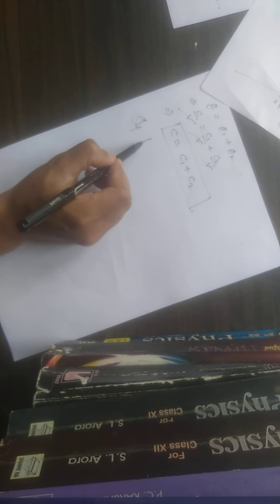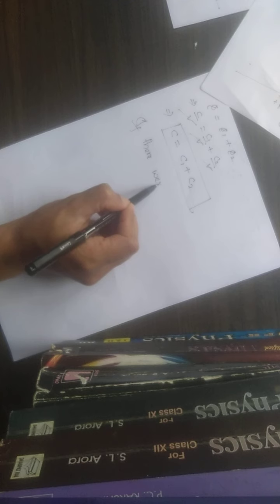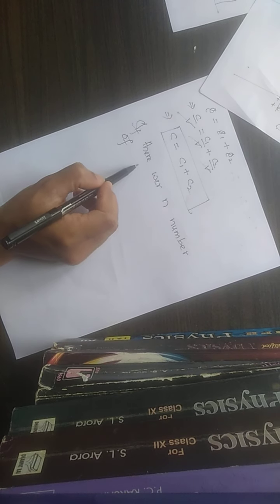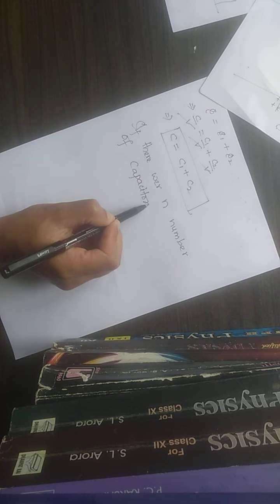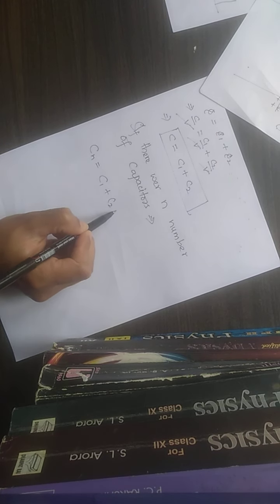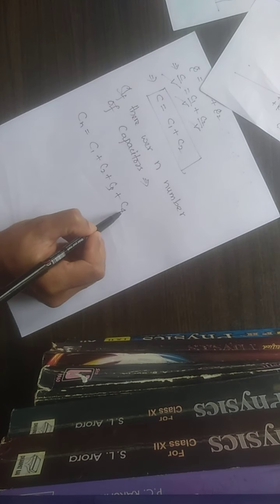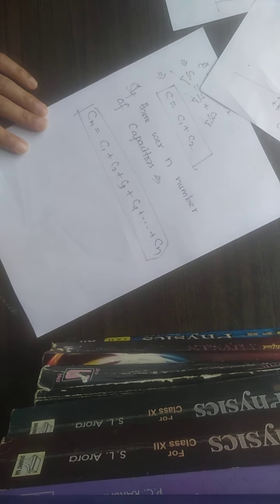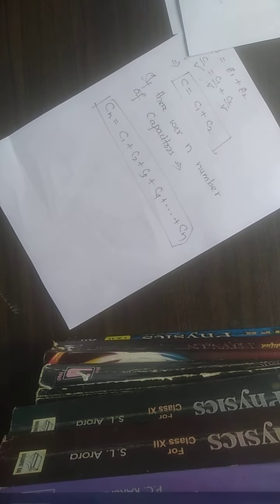Now if there were n number of capacitors, then the resultant capacitance will be C1 plus C2 plus C3 plus C4 plus up to Cn. So this is the resultant capacitance of the capacitors placed in parallel combination. So this much for today. Thank you.